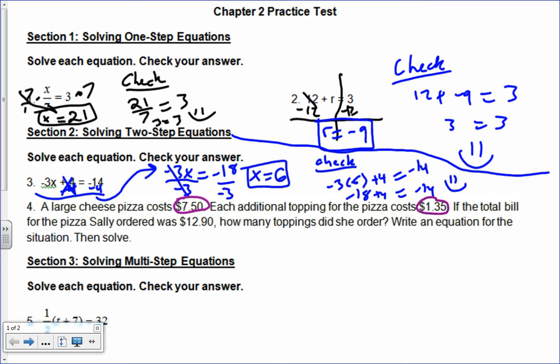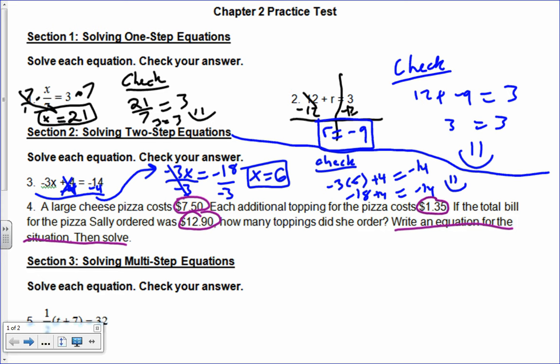If the total bill for the pizza Sally ordered was $12.90, how many toppings did she order? So write an equation for the situation, then solve. Circle key numbers. Underline the question. Write an equation for the situation, then solve.